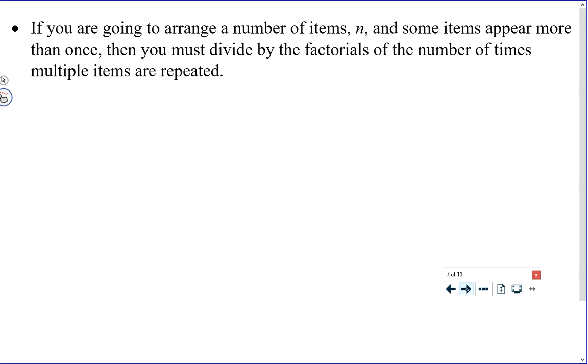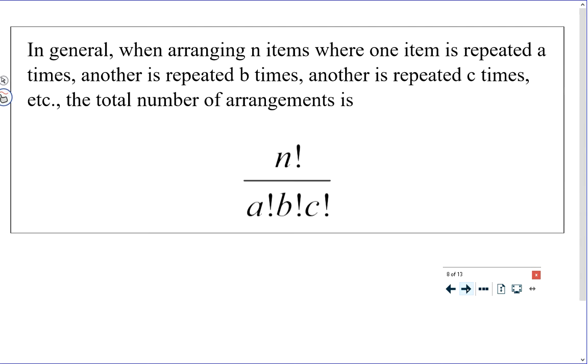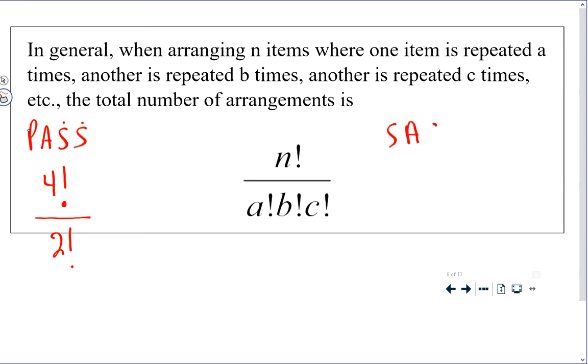So, for example, when we were arranging the letters of the word pass, you would normally say it's 4 factorial, but we have to divide by 2 factorial because there are 2 S's that are identical. And if you take 4 factorial divided by 2 factorial, you will get 12. If we were talking about arranging all of the letters of the word SAS, then it's 4 factorial. But since there are 3 identical items, we're going to divide by 3 factorial. And you will discover that that will give you the answer we got, which was 4.